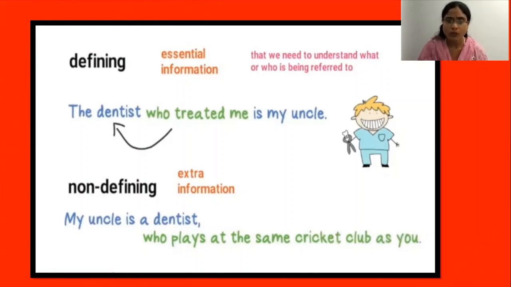If I talk about a non-defining relative clause: my uncle is a dentist, comma, who plays at the same cricket club as you. If I simply say my uncle is a dentist, here the information is complete and we call it a sentence. Who plays at the same cricket club as you is giving additional information about my uncle.